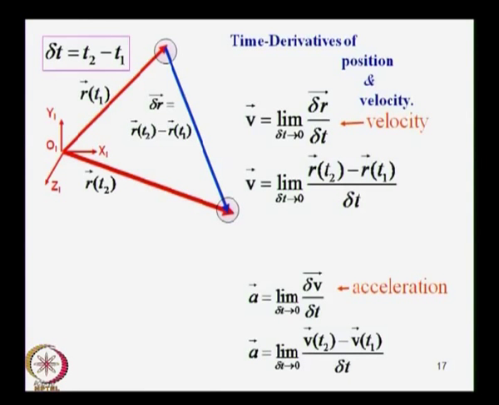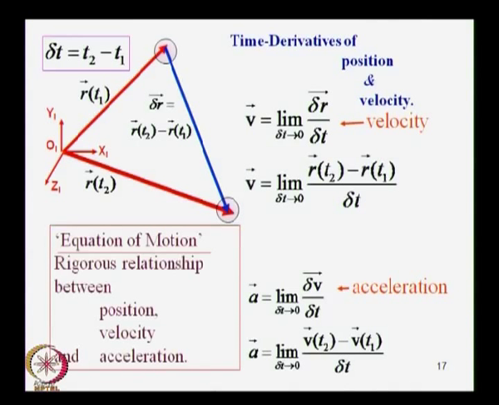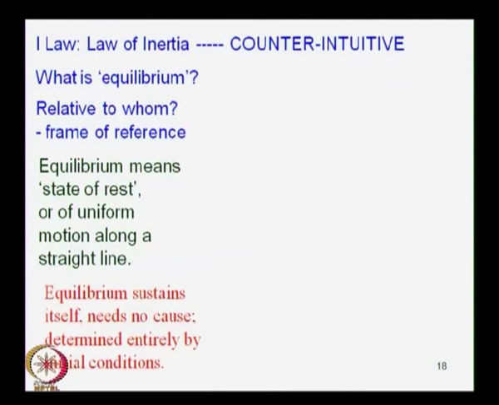So, these are the quantities which are of importance in mechanics, the position and the velocity and their time derivatives, the time derivative of position being the velocity and the time derivative of velocity being the acceleration. Now, what you are going to look for is a rigorous relationship between position, velocity and acceleration, which will be the equation of motion. So, this is our framework now.